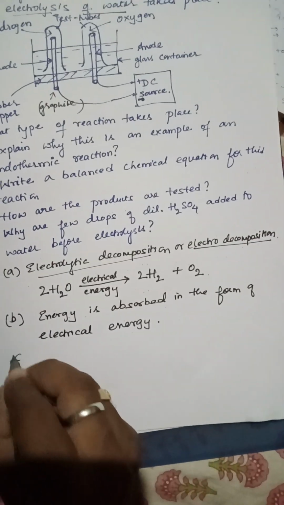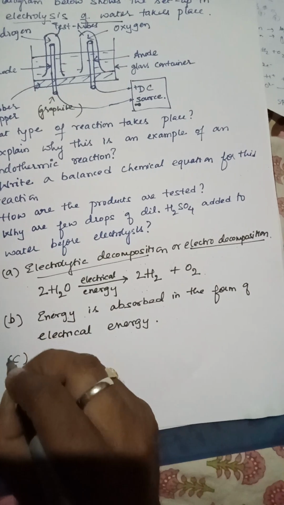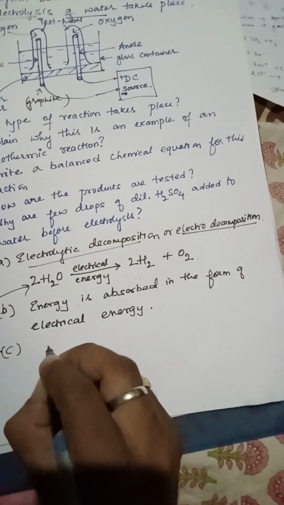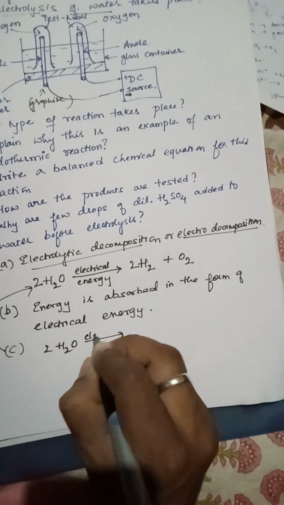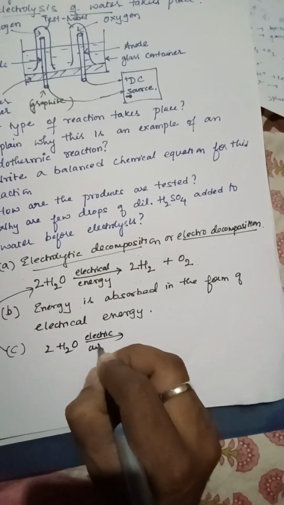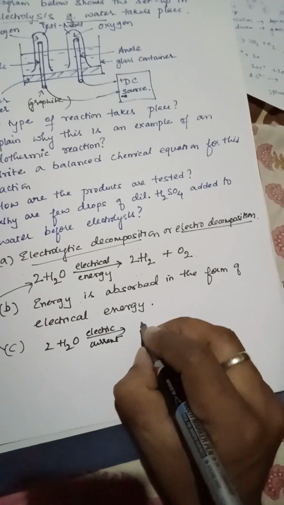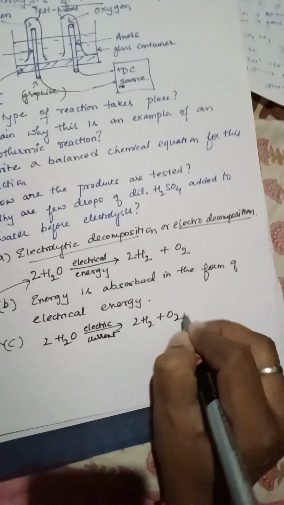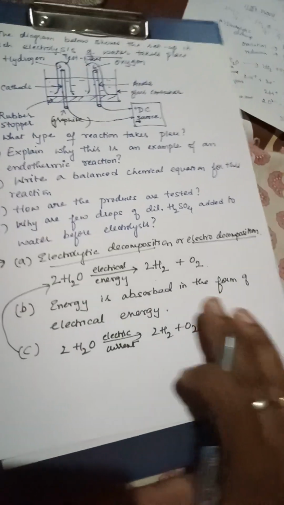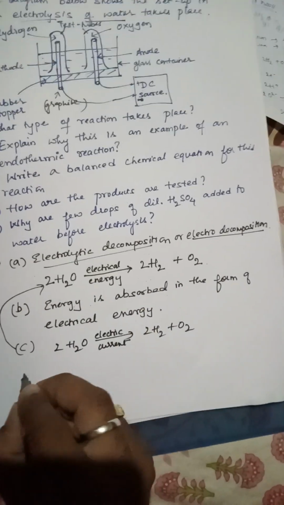Write a balanced chemical equation. We have already written the balanced chemical equation for this reaction, this one, that is 2H2O upon passing electric current decomposes itself to form hydrogen and oxygen. I'm just rewriting what I had written before. This is the balanced chemical equation for the reaction.